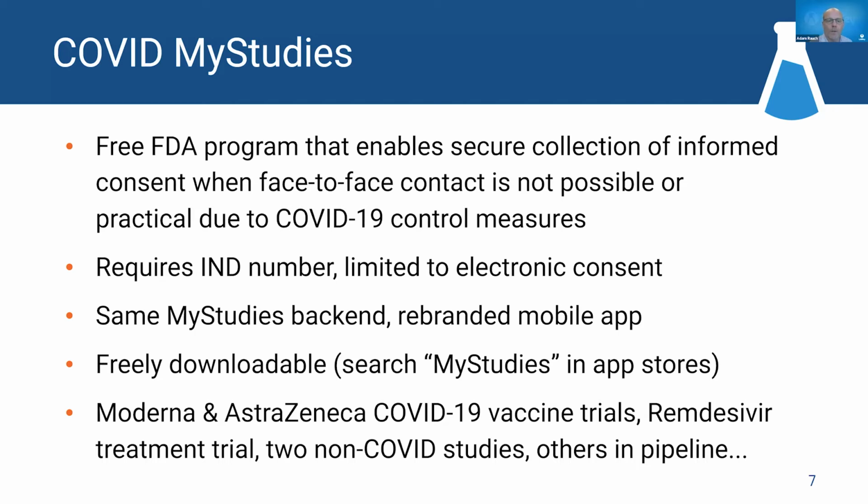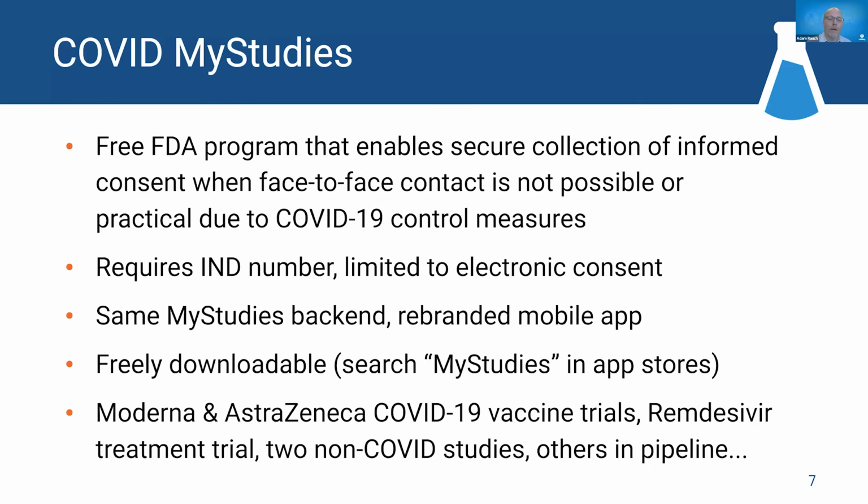The easiest thing to do is search for MyStudies in either the Apple or the Android App Store. You can download it and look at it. You won't be able to participate because you most likely don't have an enrollment token, which is required in order to connect and enroll. And if you download this app, you'll see who's using it. It's all public information.